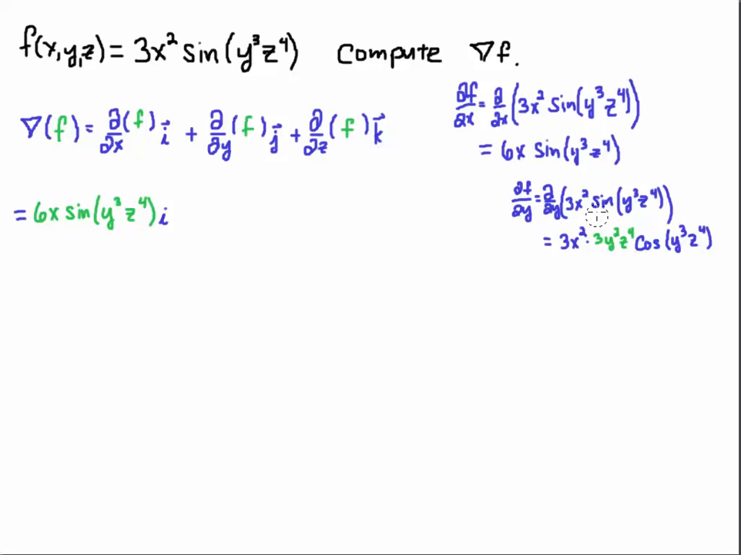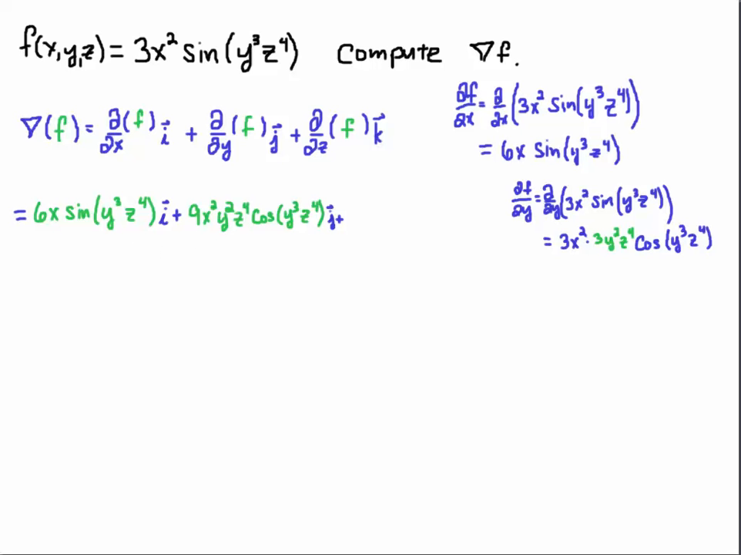So in summary, we take the derivative of sine, we get cosine, we leave the argument alone, and then we multiply by the derivative of the inside. The derivative of the inside has a z to the fourth in it, that's treated as a constant, and then we take the derivative of y cubed and we get 3y squared. So let's put that into the second component, and I have 3 times 3 is 9, and then I have an x squared, y squared, and z to the fourth. And then I put that cosine y cubed z to the fourth term in.